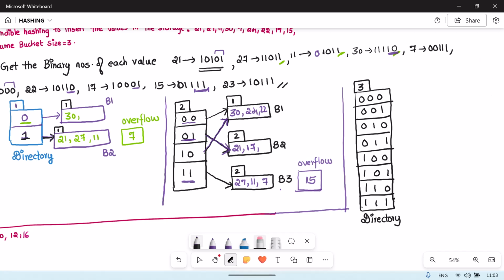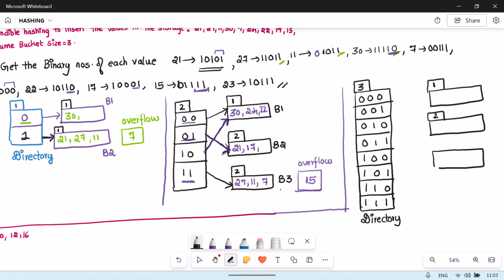Next, we'll draw the buckets. Bucket 1 will remain unchanged, as in its local depth will still be 1. B2 also will remain unchanged. Its local depth is 2. Whereas B3 will be split into 2 parts, right? So this is B1, this is B2. B3 is split into 2 parts. So B3 and B4. That is why its corresponding local depth will increase. So 3 and 3. Okay.